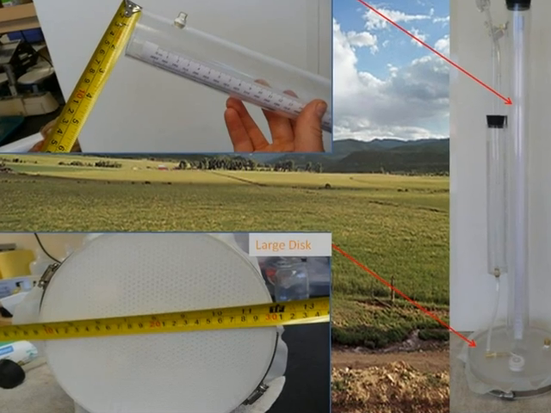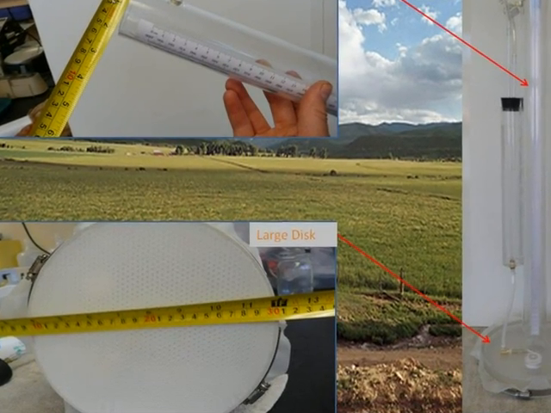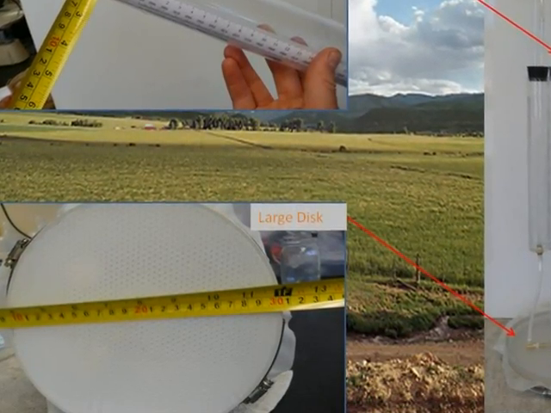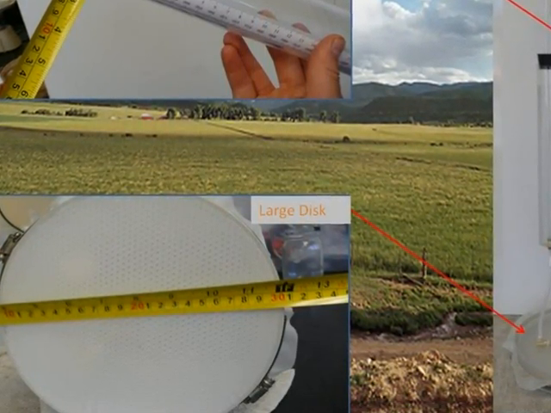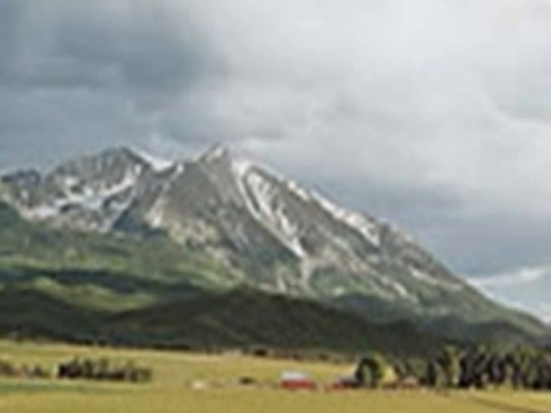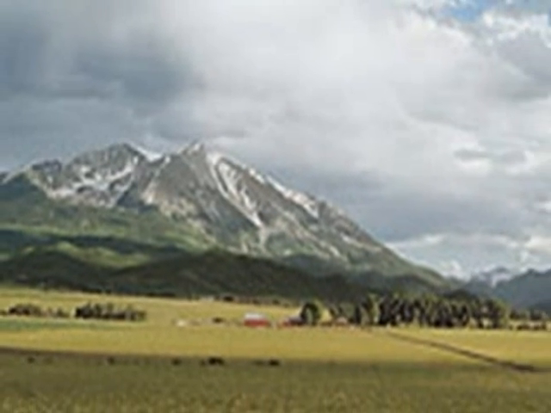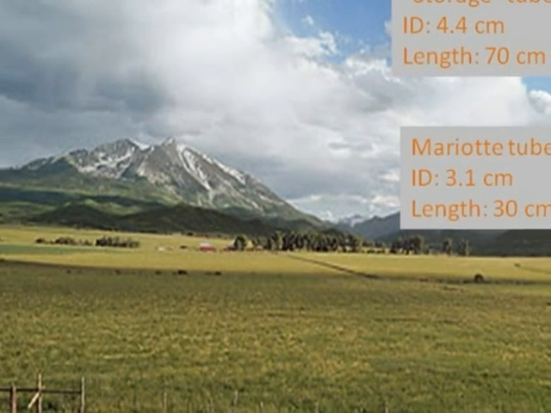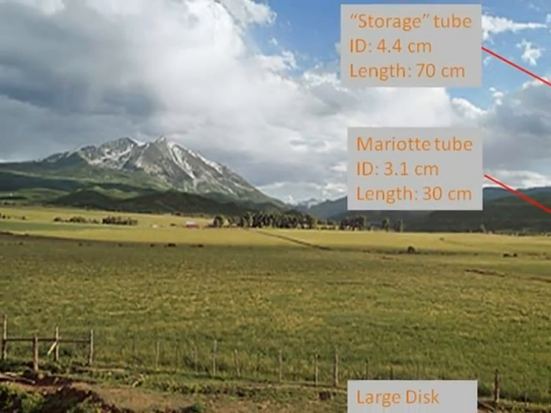First, measure the storage tube and disc's interior diameter. These measurements will later be incorporated into the infiltration calculations. In this example, the large disc permeameter's storage tube has an interior diameter of 4.4 centimeters, and the large disc has a diameter of 22 centimeters.